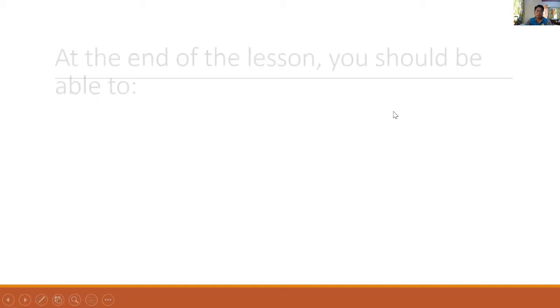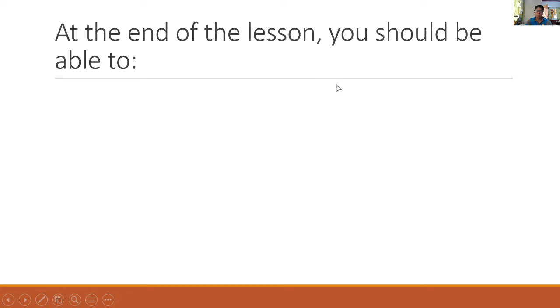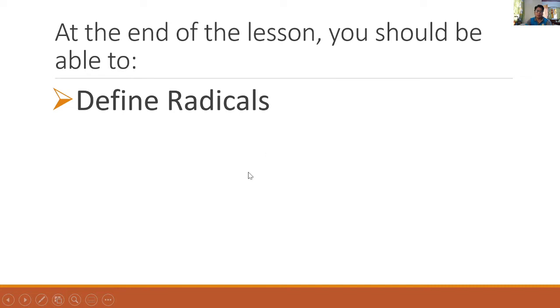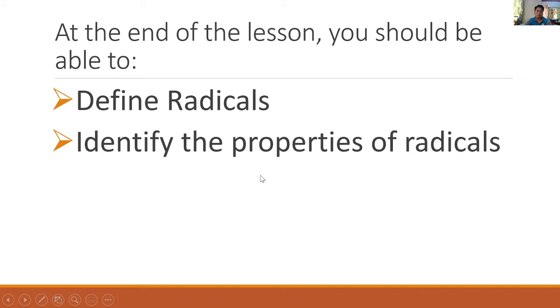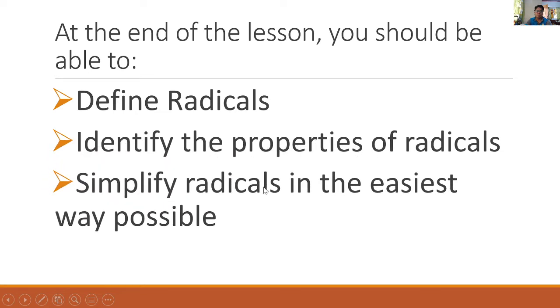Now, just as always, we have to have our aim for today. So at the end of this lesson, this video lecture, you should be able to, number one, of course, define radicals. So we've been talking about radicals, but what actually is a radical? Okay? Number two, we have to identify the properties of radicals. What are those properties of radicals that we will be able to use upon encountering problems involving this kind of given? And last but not the least, we have to simplify radicals in the easiest way possible. Now, I'm going to put an emphasis on this term, easiest way possible.